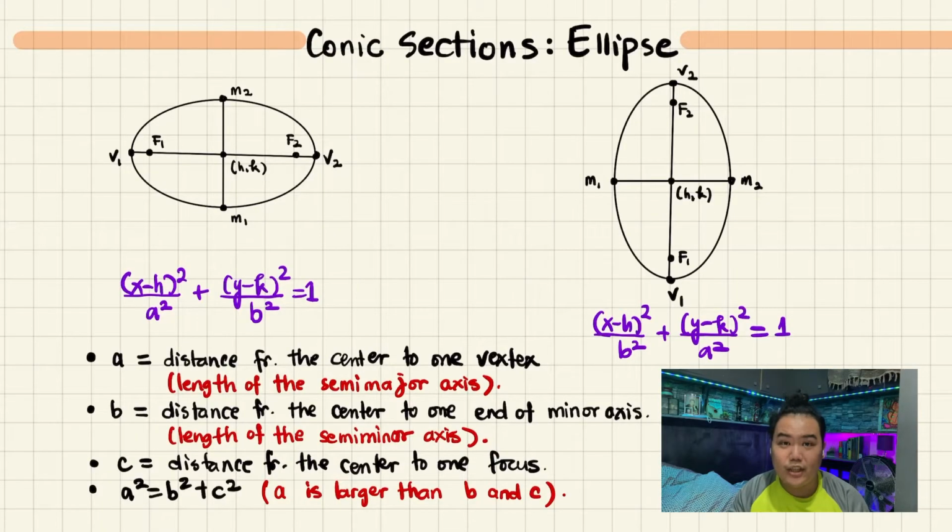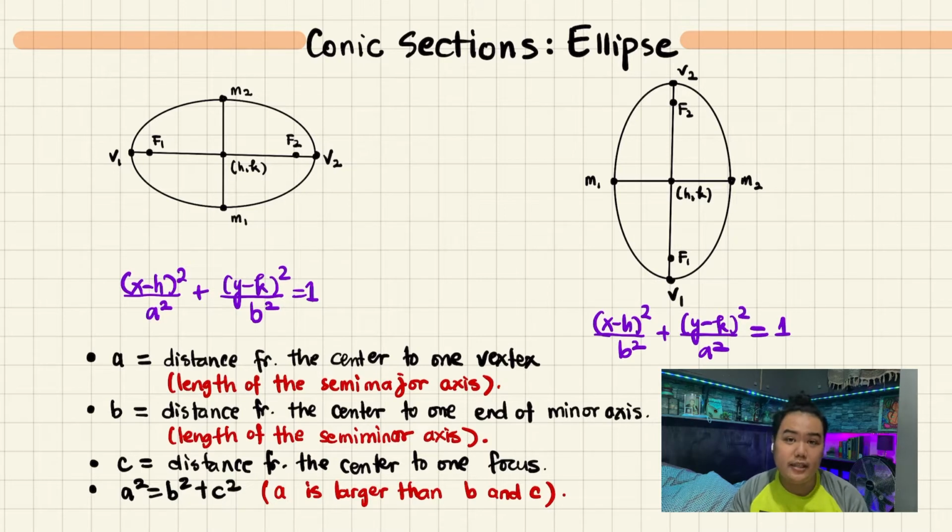Recall muna natin yung equations ng ellipse. Meron tayong horizontal ellipse at vertical ellipse. And if you have a horizontal ellipse, you have this equation. And if you have a vertical ellipse, you have this equation. Ang tatandaan lang natin, kailangan yung A mas malaki sa B.